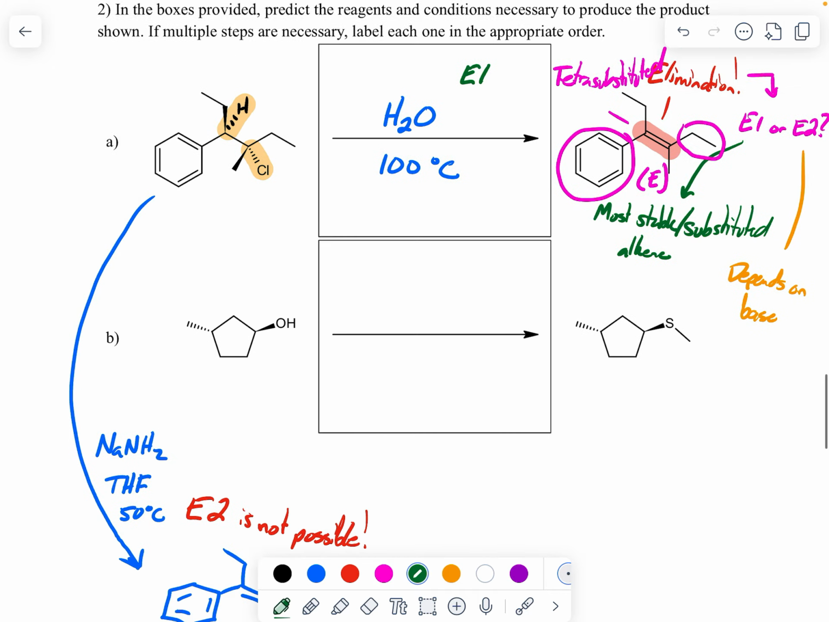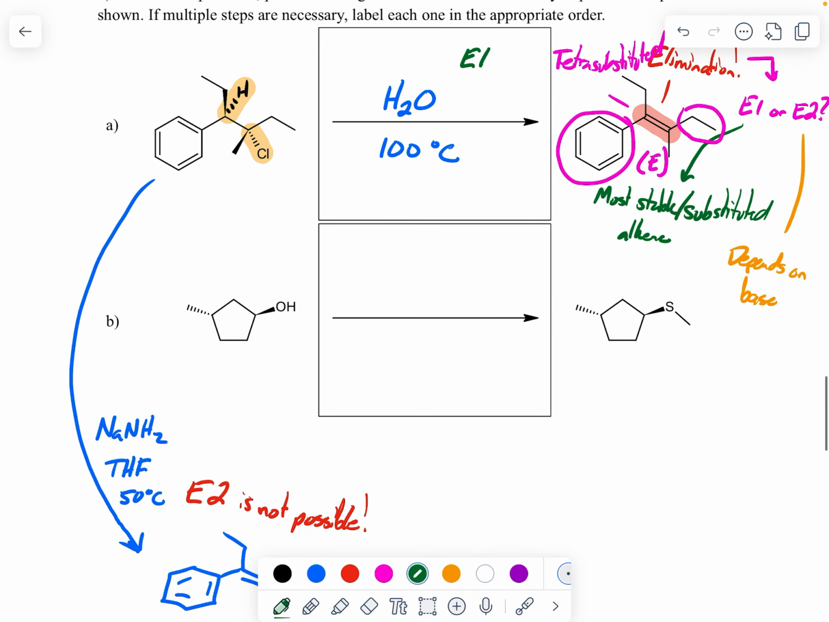For the second one, sometimes this type of reaction requires more than one step. This is going to be an example of exactly that. So notice in this situation, we're going from starting with an alcohol and ending with a thioether. This isn't something that we can do in one step because alcohols are not good leaving groups. And so because of that, in order for us to substitute this thioether onto this molecule, we would need to actually take that alcohol and make it into a good leaving group. Okay, so that's the first thing we need to do.